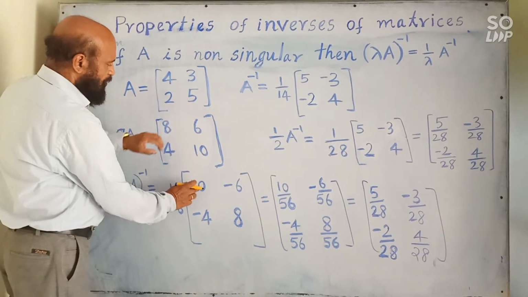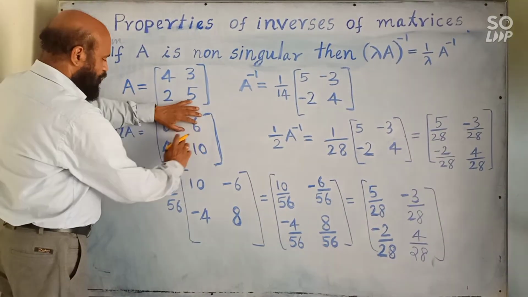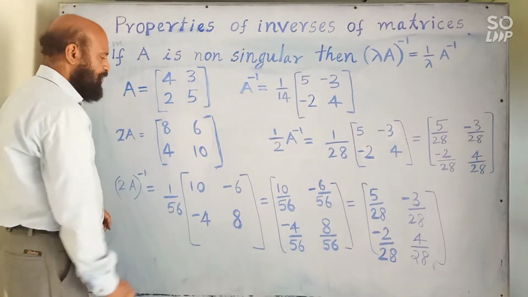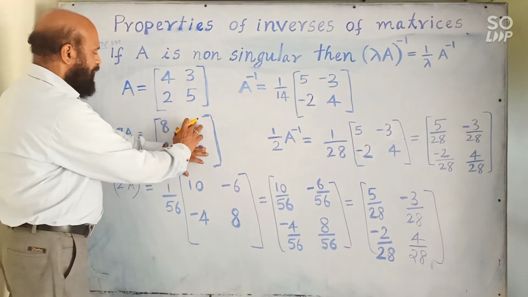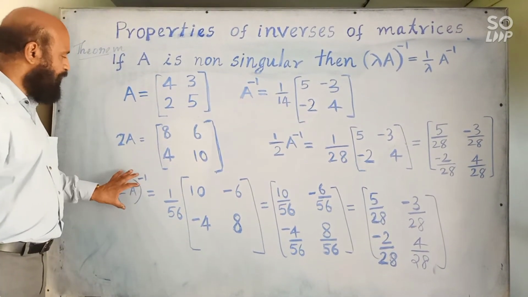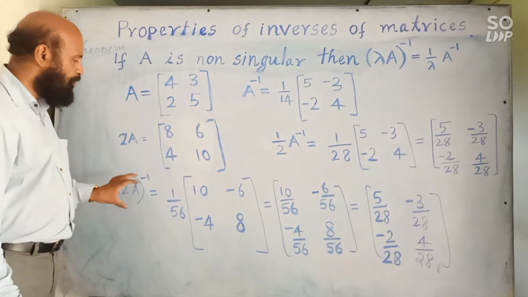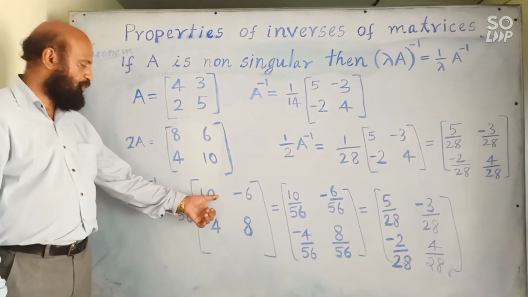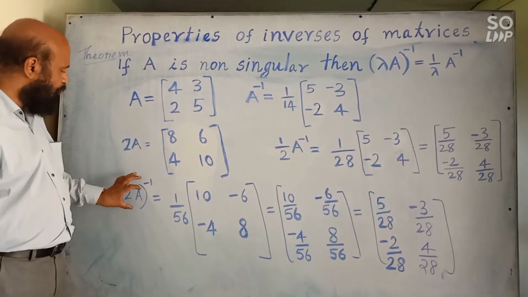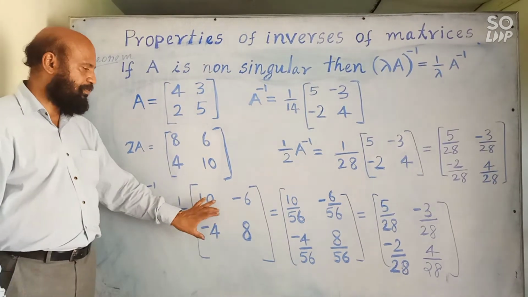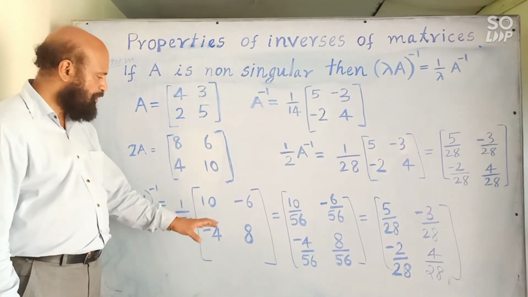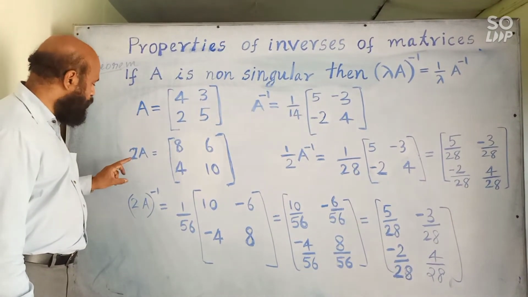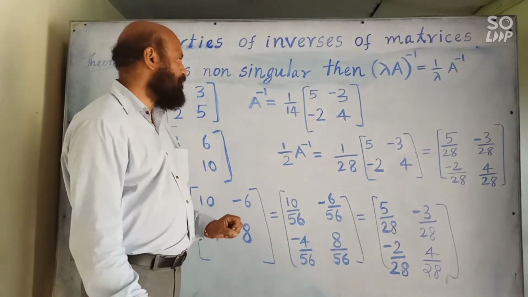Then you have to get the adjoint of this matrix. The cofactor of this 8 is 10. The cofactor of this 6 is 4 with a negative sign. The cofactor of this 4 is 6 with a negative sign. The cofactor of this 10 is 8. So we can get the inverse of this matrix. The inverse of a matrix is given by the adjoint of the matrix divided by the determinant of that matrix. So we found out the inverse of this matrix. So take this 1 by 56 inside, and you will get like this. So this side, first A is multiplied by 2, then the inverse is taken, and you are getting like this.